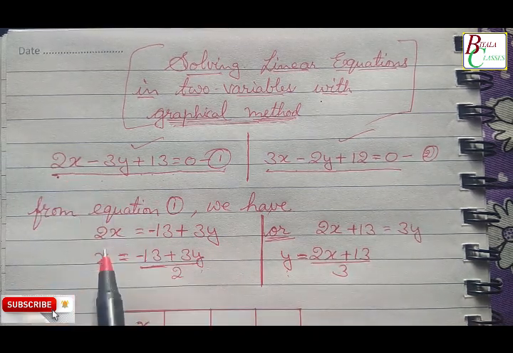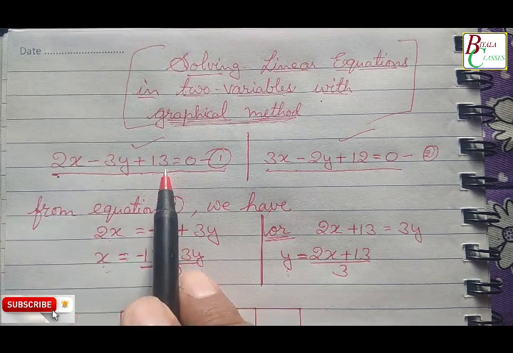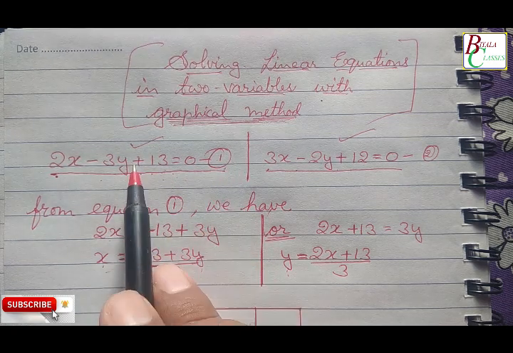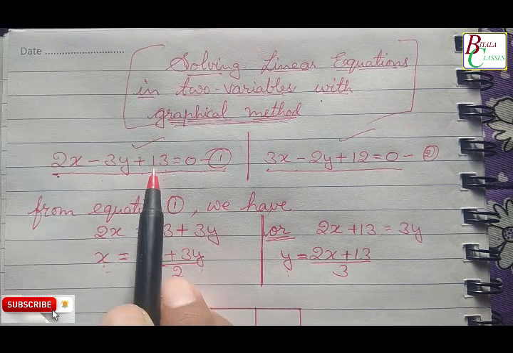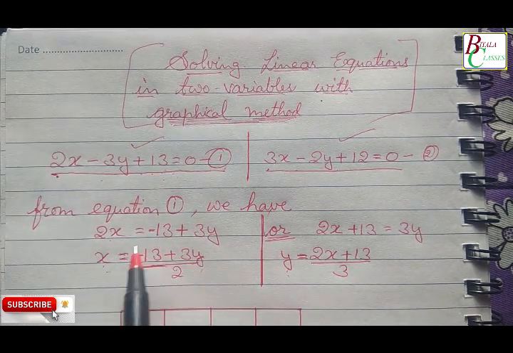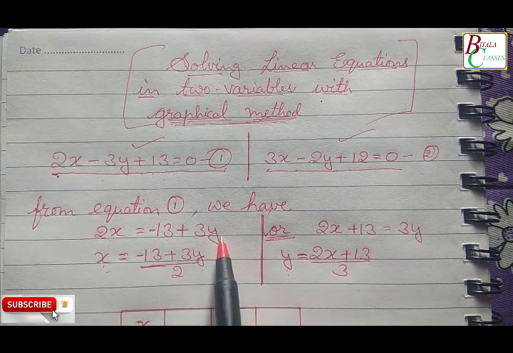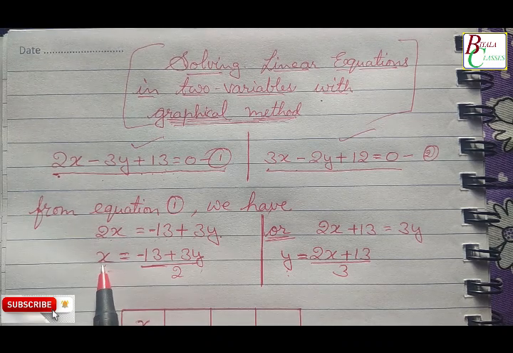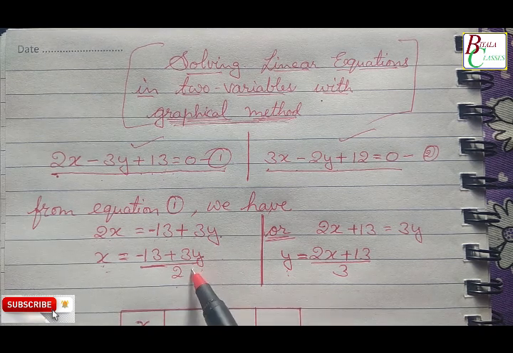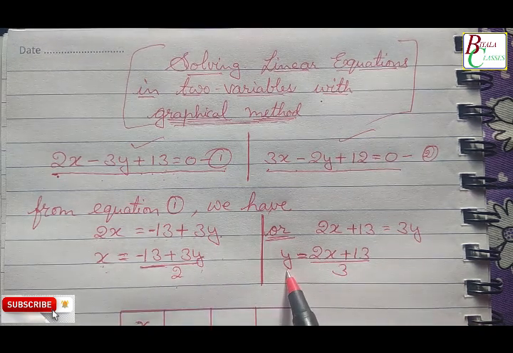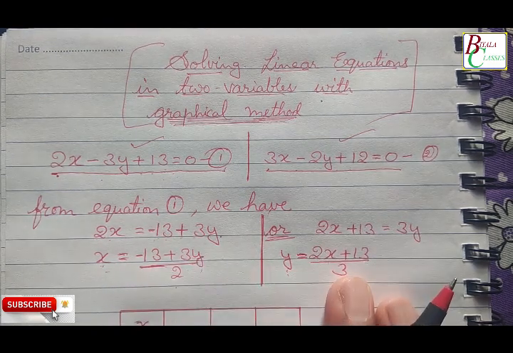So as you can see here, 2x is equal to, now this minus 3y plus 13, when transposed to the other side, minus 3y becomes plus 3y, plus 13 becomes minus 13, and 2x equals minus 13 plus 3y is the equation which we get. This further written, x equals (minus 13 plus 3y) upon 2. Or if you want, you can find the value of y in terms of x as it is given. I have taken both the values.